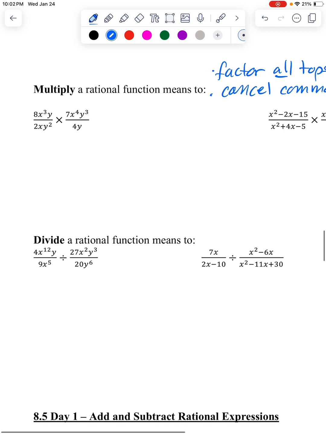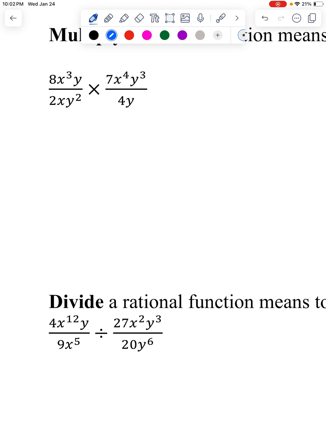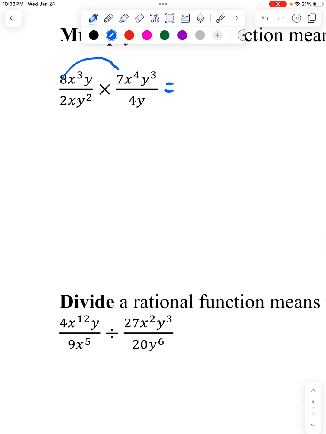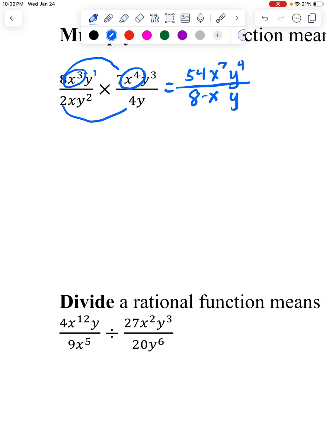So here, this one again, there's no adding or subtracting. So I'm just going to go ahead and multiply the 8 and the 7 together, and I'll have 54. And then I'm going to have these x to the 3 and this x to the 4 go together to be x to the 7. And this y to the 1 goes with the y to the 3 to be y to the 4. So we're just remembering our powers. On the bottom, I have 2 times 4, which is 8. And then I just have 1x and y squared.